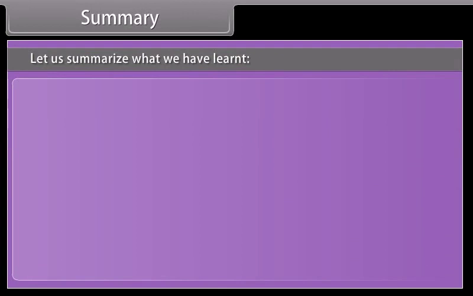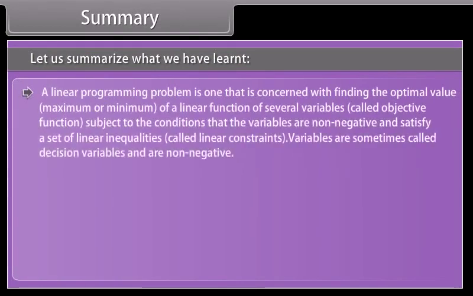Summary. Let us summarize what we have learned. A linear programming problem is one that is concerned with finding the optimal value, maximum or minimum, of a linear function of several variables called objective function, subject to the conditions that the variables are non-negative and satisfy a set of linear inequalities called linear constraints. Variables are sometimes called decision variables and are non-negative.